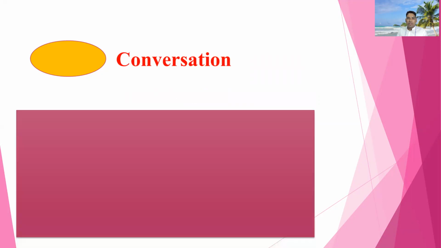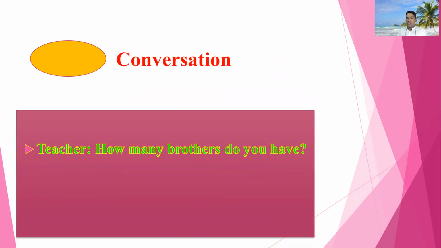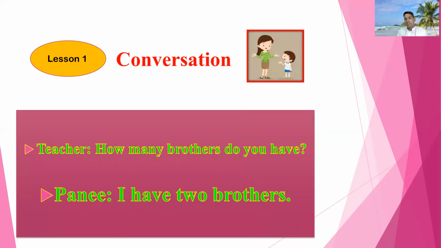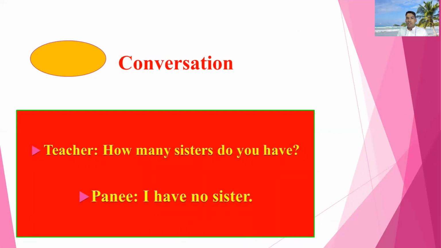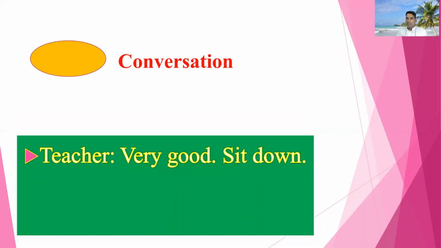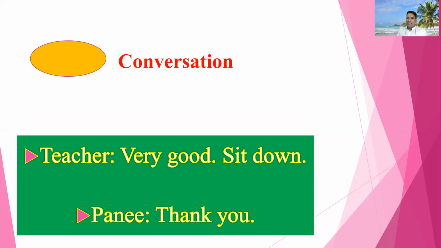Next conversation is talking to you about how many brothers do you have. So you can say I have 2 brothers, but if you don't have a brother, you can say I have no brothers. Okay, next conversation is how many sisters do you have. So you can say I have no sister. If you have, you can say yes, I have 2 sisters, 1 sister, 4 sisters, 5 sisters, like that. This is conversation. Next slide is very good student, sit down. You can say to the teacher, thank you teacher.